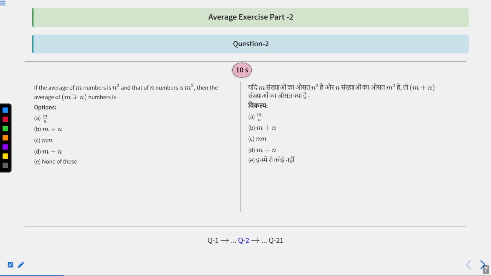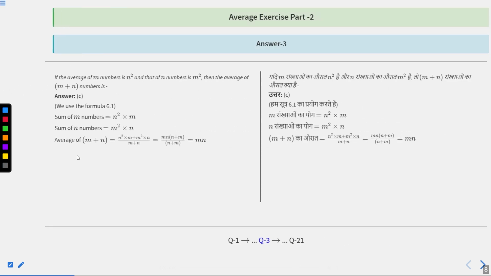If the average of m numbers is n square and that of n numbers is m square, then what is the average of m plus n numbers? You have 5 options and 10 seconds to analyze the question. Your time starts now. Now time's up. Let's see the solution.